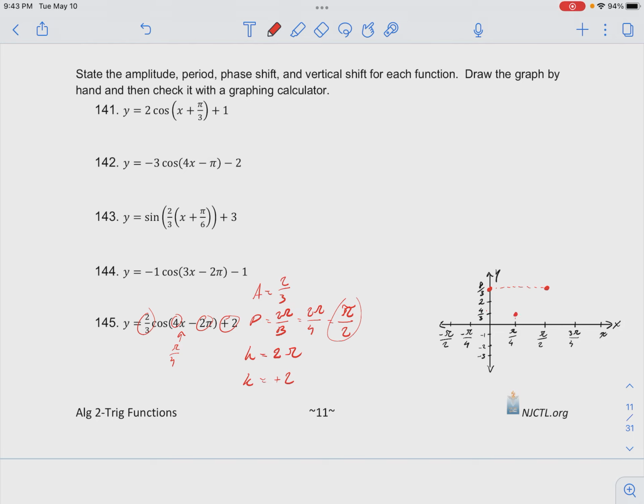And now this almost looks like a cosine function. We're just missing 2 more values, and if you go ahead and plug those in yourself, those will be at pi over 8 and 3 pi over 8. We'll get values of 2 for both of them. And so we have completed one cycle of our function.